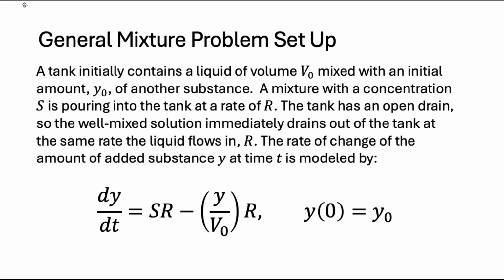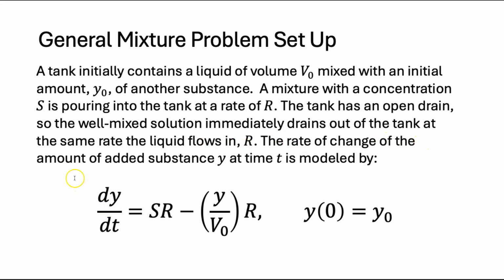We just walked through an example, but here is a general mixture problem setup. A tank initially contains a liquid of volume V0 mixed with an initial amount Y0 of another substance. A mixture with concentration S is pouring into the tank at a rate of R. The tank has an open drain, so the well-mixed solution immediately drains out of the tank at the same rate the liquid flows in, R.